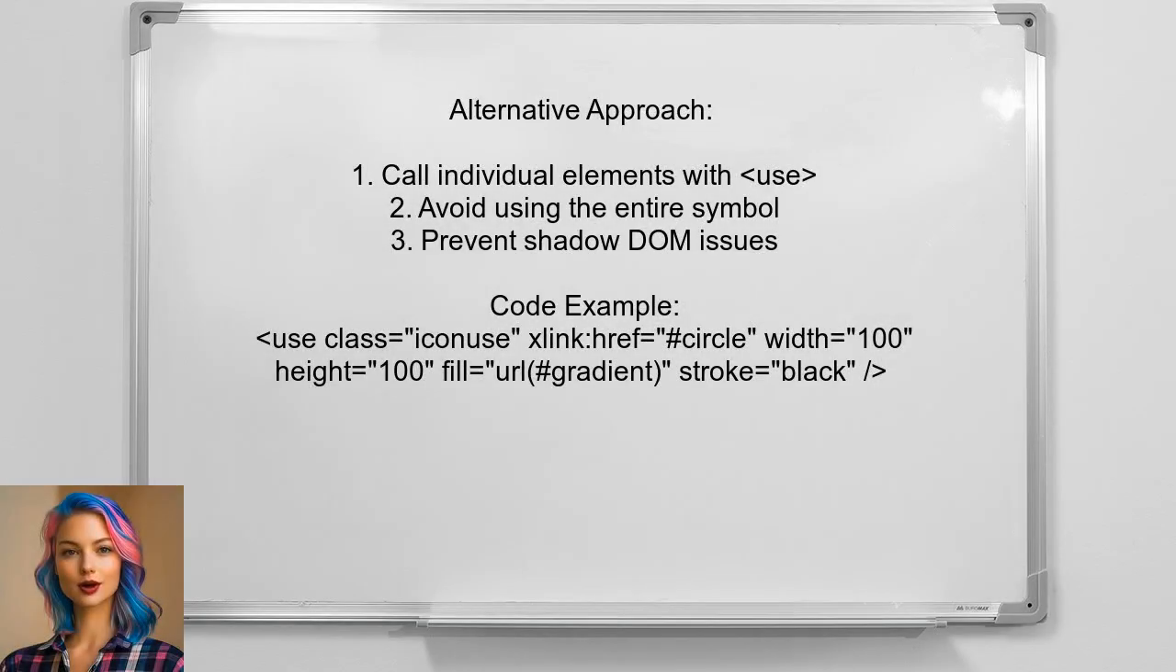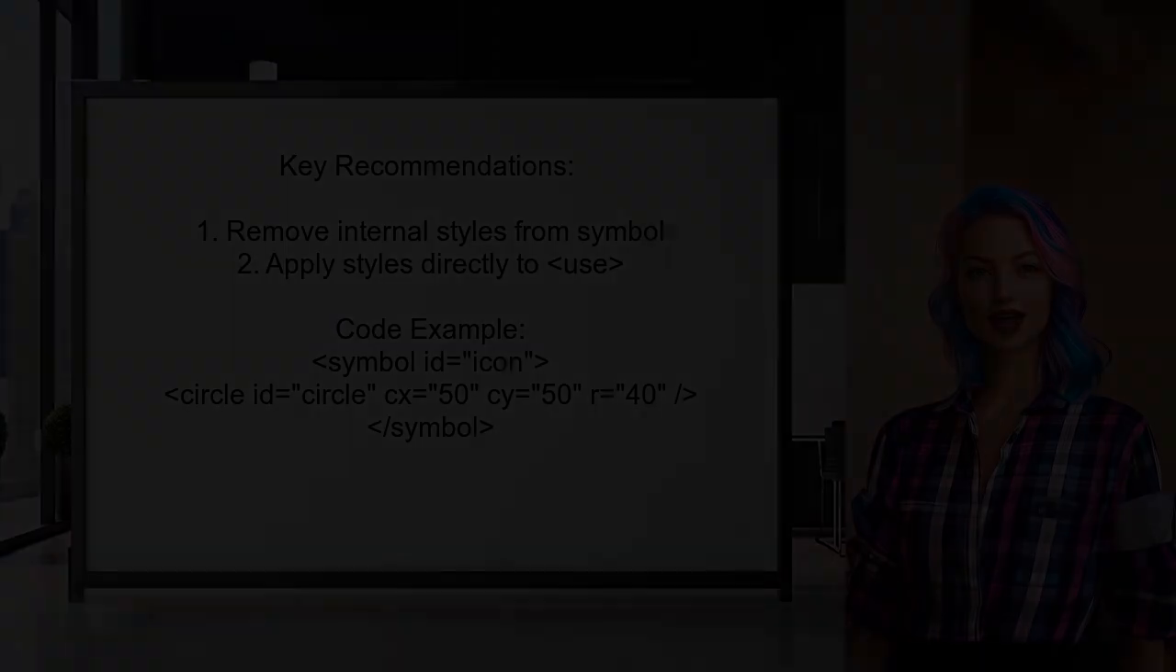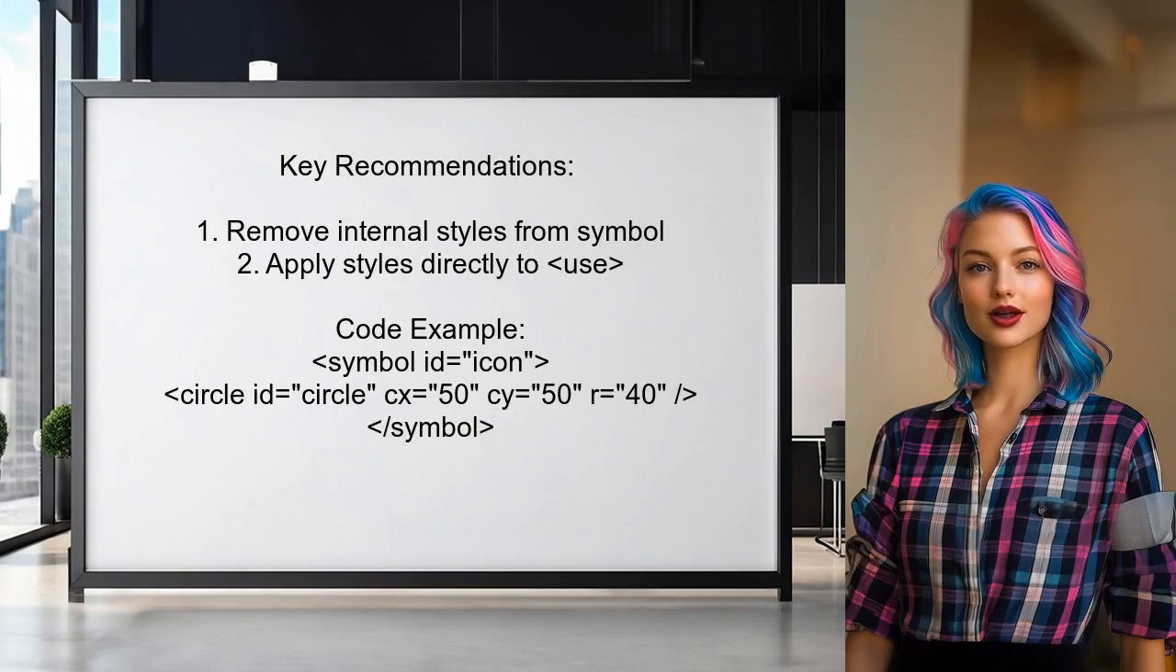This user suggests an alternative approach to using SVG symbols. They recommend calling individual elements directly instead of the entire symbol. This method helps avoid issues with the shadow DOM, which can complicate CSS styling. Additionally, they advise removing internal styles from the symbol and applying them directly to the use command. This ensures better control over styling and rendering across different browsers.